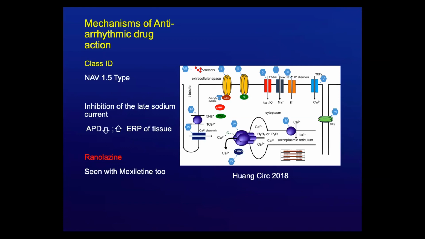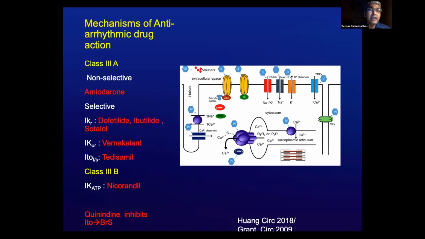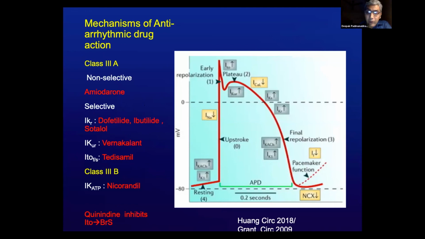Sure, sir. Going on to class 1D, which is a newer drug with NaV type 1.5, where ranolazine is introduced. The commonly used other drugs include amiodarone, which acts on the potassium channels in a non-selective manner, and drugs like dofetilide and ibutilide, which act on the IKr channel and are selective, IK ultra-rapid, which is vernakalant, and the ITO, which is tedisamil.